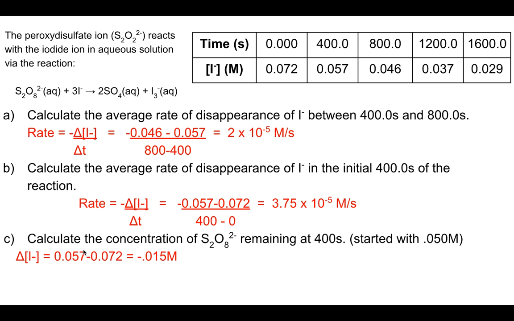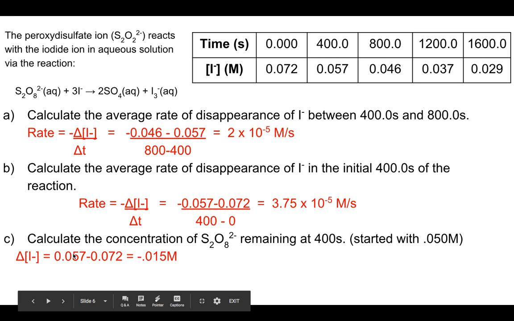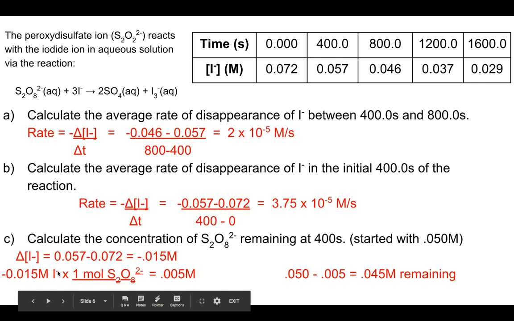So first I'm going to figure out what my change in I minus was for those first 400 seconds. So I'm going to take my final concentration minus my initial concentration, and during that time I lost 0.015 molar of the I minus. Now, I know it's not one-to-one, like I said. So if that's how much I lost of that, it is 3 moles of the iodide on the bottom to cancel iodide, and then 1 mole of the S2O8 on the top. So my S2O8 changed by 0.005 molar.